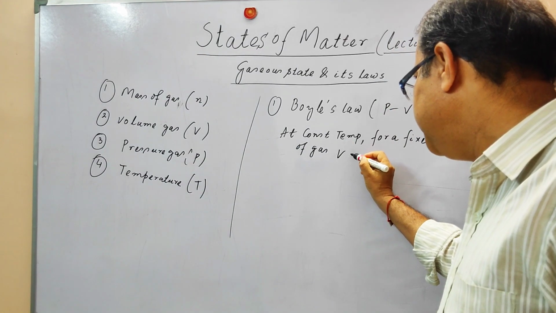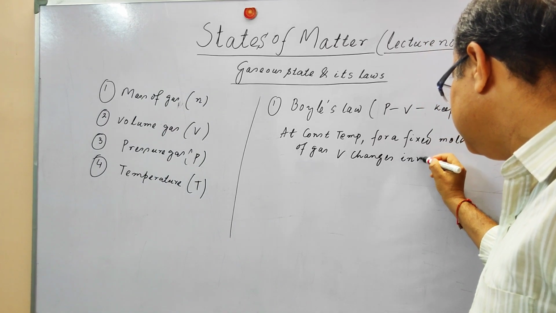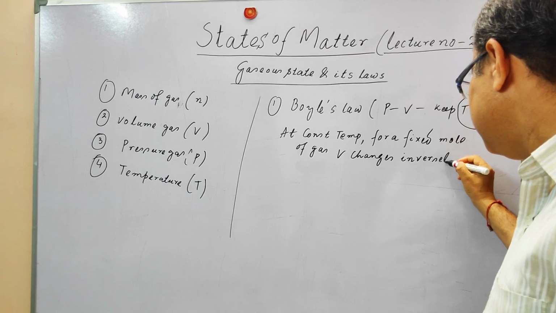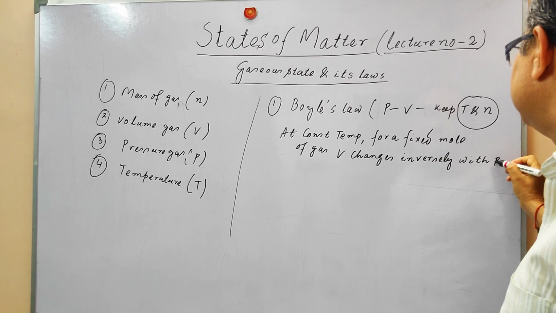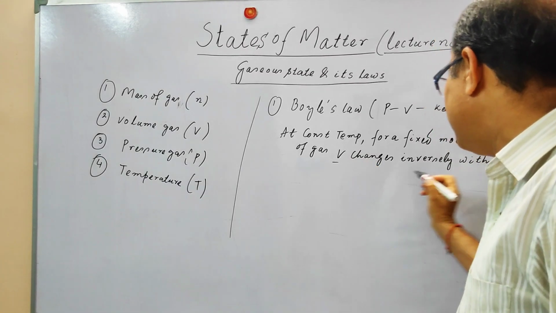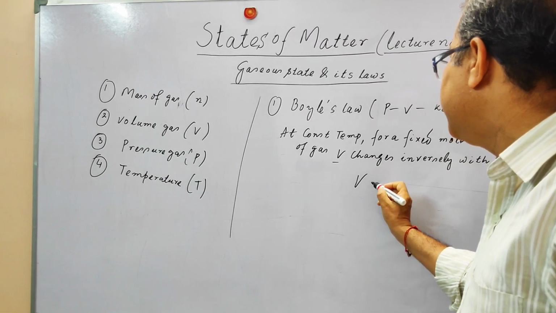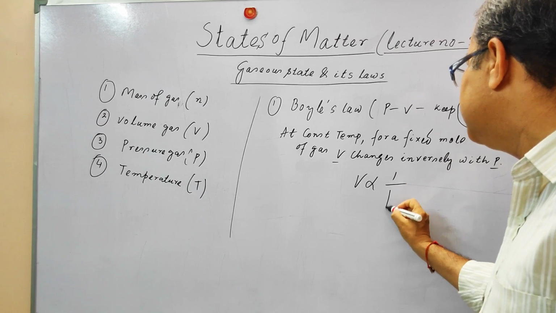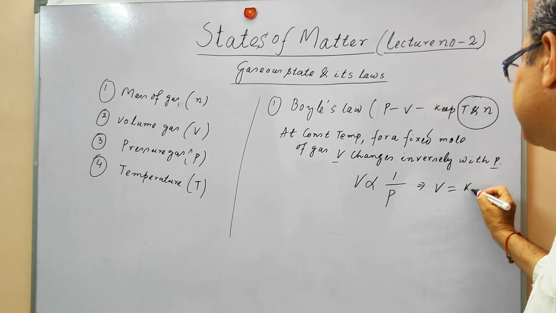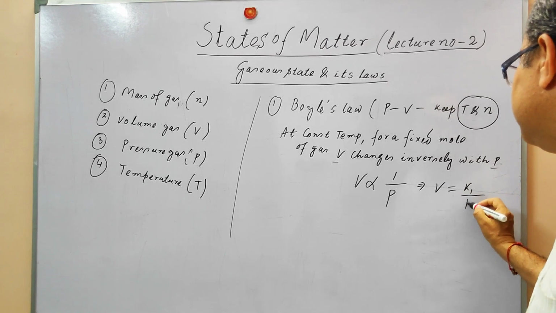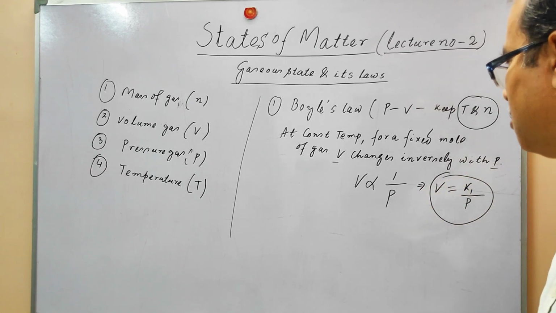volume V changes inversely with pressure. So volume changes inversely with pressure. Mathematically we can write Boyle's law this way, and we take this equation, where k1 is a proportionality constant. This is a very, very important equation of Boyle's law.